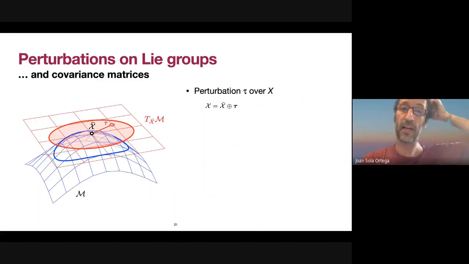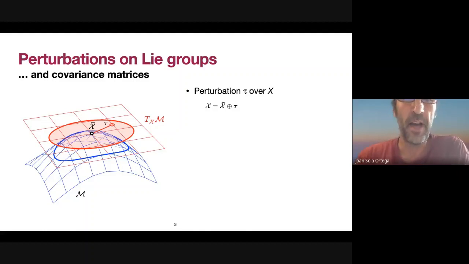We are almost finished. Nearly the last point I want to talk about is perturbations. So now you have a manifold M in blue, with an element x bar on it, and you express perturbations around this element with tangent vectors tau. If tau has a certain uncertainty, you obtain this ellipse on the red tangent plane. If this is a Gaussian perturbation, you obtain ellipsoidal shapes.